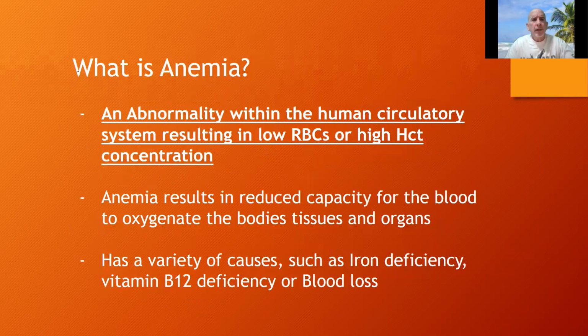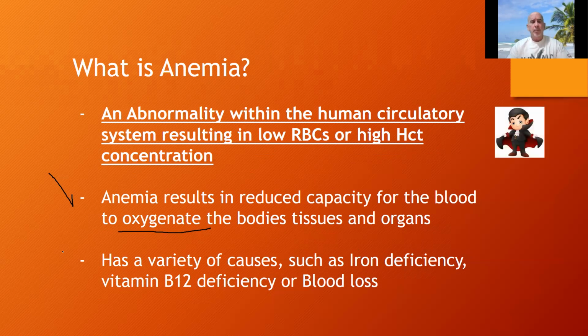So, what is anemia? An abnormality within the human circulatory system that results in low RBCs or high hematocrit concentration. There again, as we're looking at this point here, anemia results in reduced oxygenation to the body because it's the red blood cells that carry the oxygen, and there are a variety of causes.